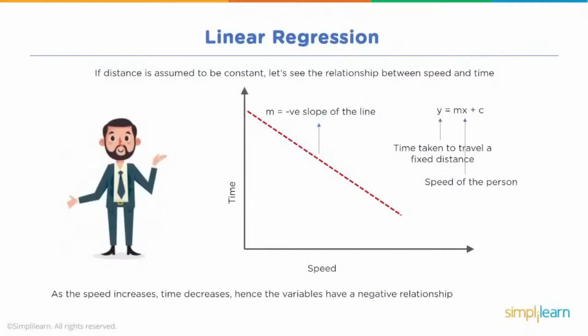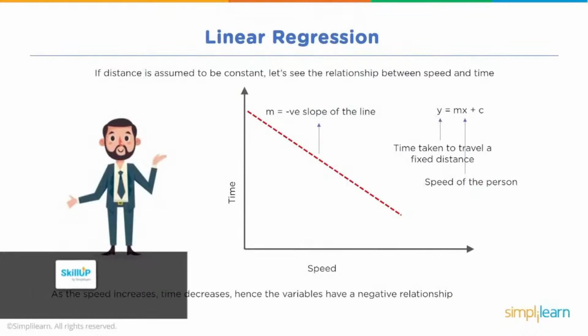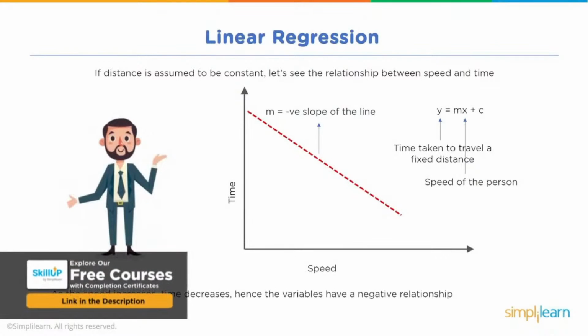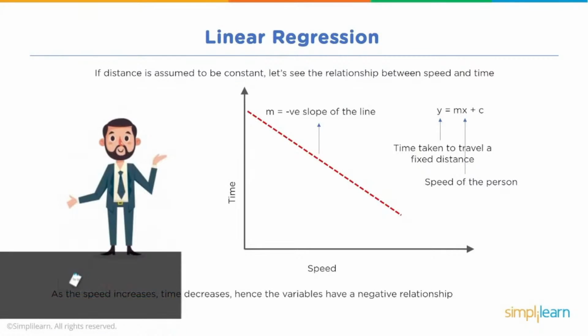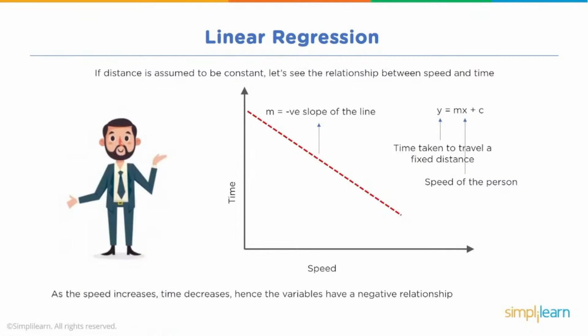When we put that into a linear regression model or a graph, if the distance is assumed to be constant, let's see the relationship between speed and time. As speed goes up, the time to go that same distance goes down. So now your m equals a negative slope of the line. As the speed increases, time decreases, hence the variables have a negative relationship. Again, there's our definition: positive relationship and negative relationship, dependent on the slope of the line.